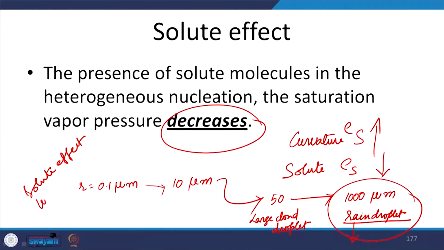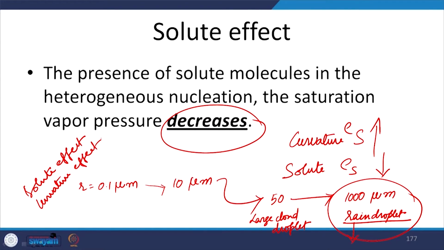Now we will see how this growth happens, how the cloud condensation nuclei acquires moisture and becomes a cloud droplet, then a large cloud droplet, and then a rain droplet. We have two processes: one is aiding this transformation, and another is hampering the transformation. The process which is aiding is the solute effect. Of course, the solute effect is helping it, and then the curvature effect.